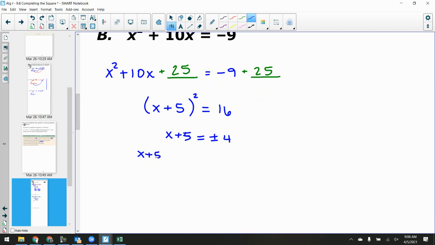x plus 5 is equal to 4. x plus 5 is equal to negative 4. We subtract over the 5. We subtract over the 5. Negative 1 or negative 9.